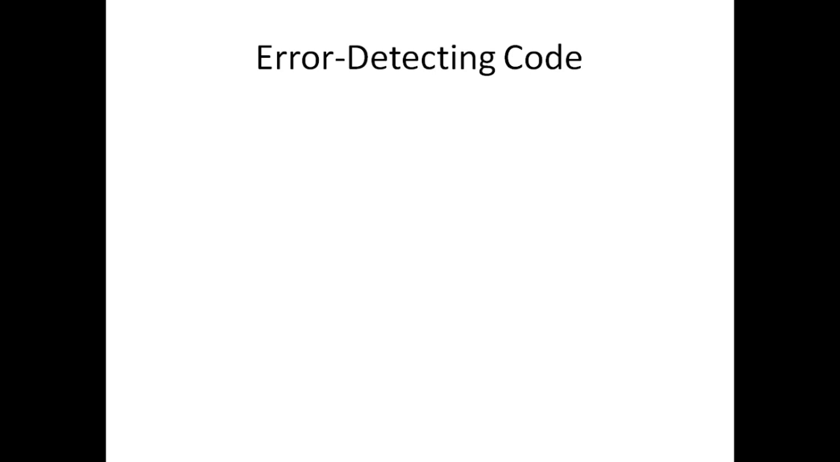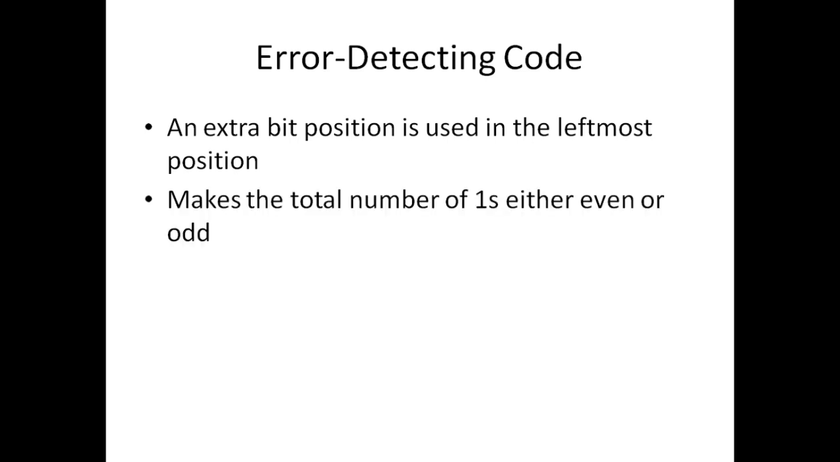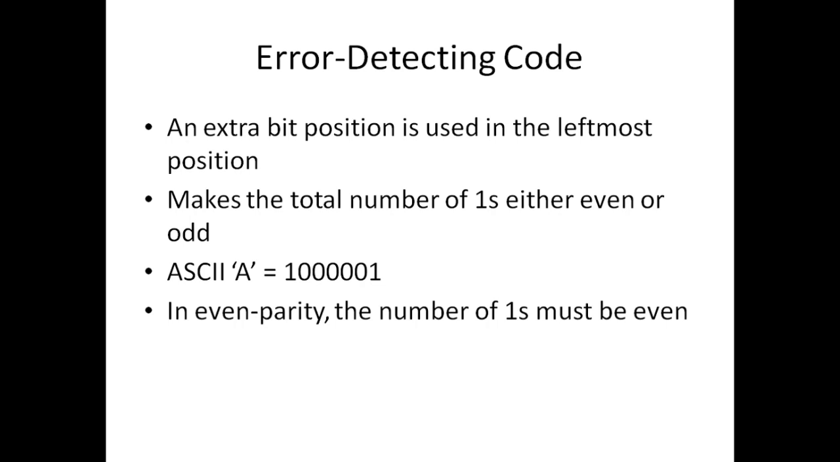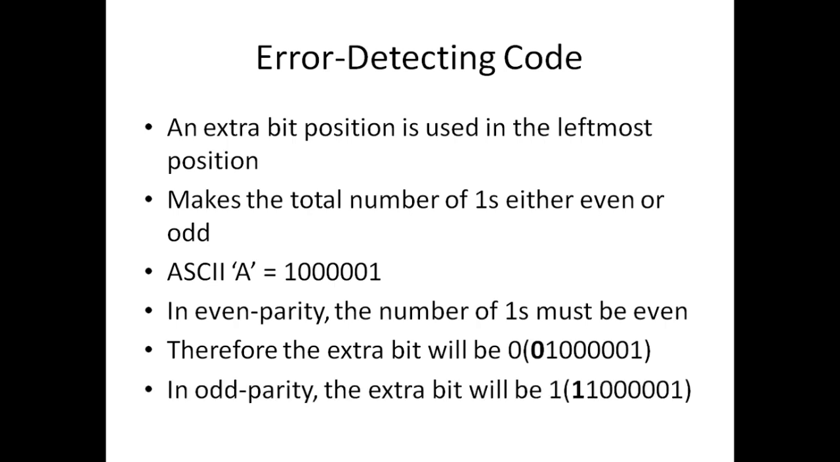Now we'll see how we detect errors in ASCII. Well, the 8th bit is free as ASCII only uses 7 bits. This bit will be used to make the number of ones in the code either odd or even. Let's use the example letter A. In even parity, the number of ones needs to be even, so the extra bit will be 0. Whereas in odd parity it will be 1.